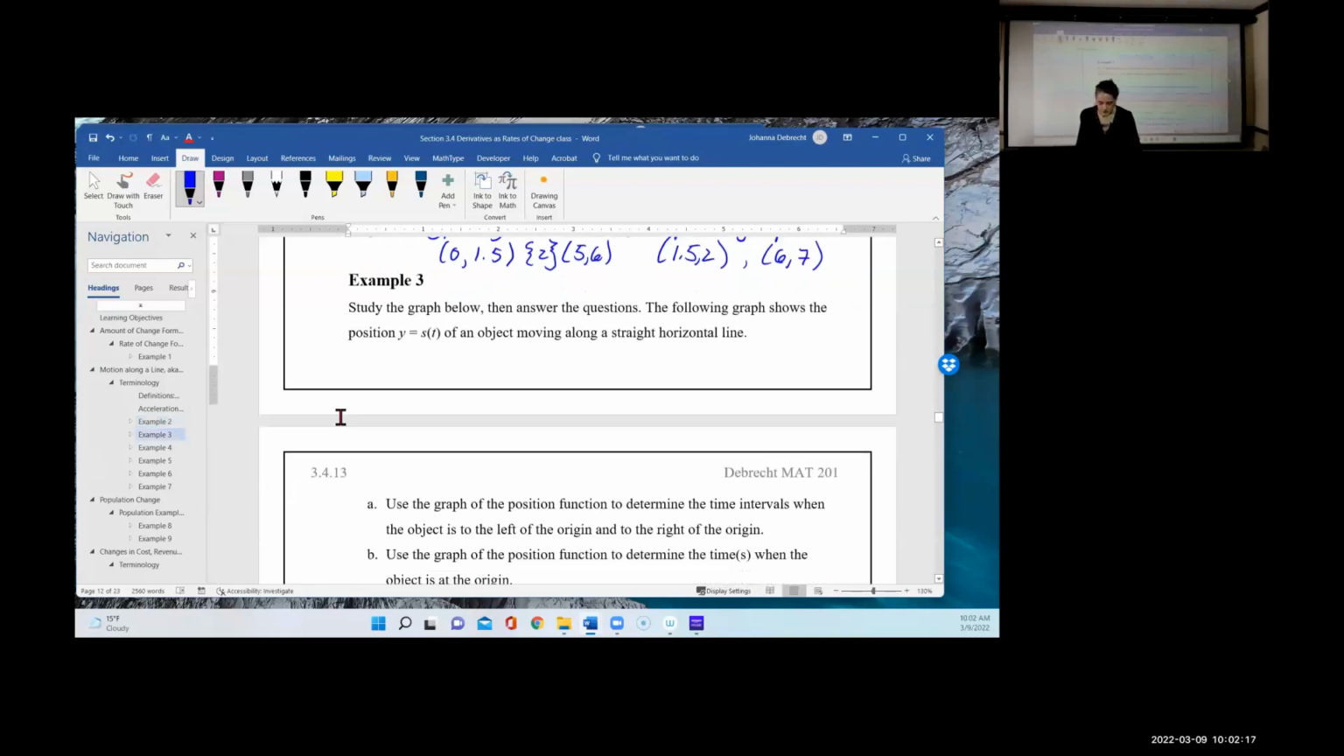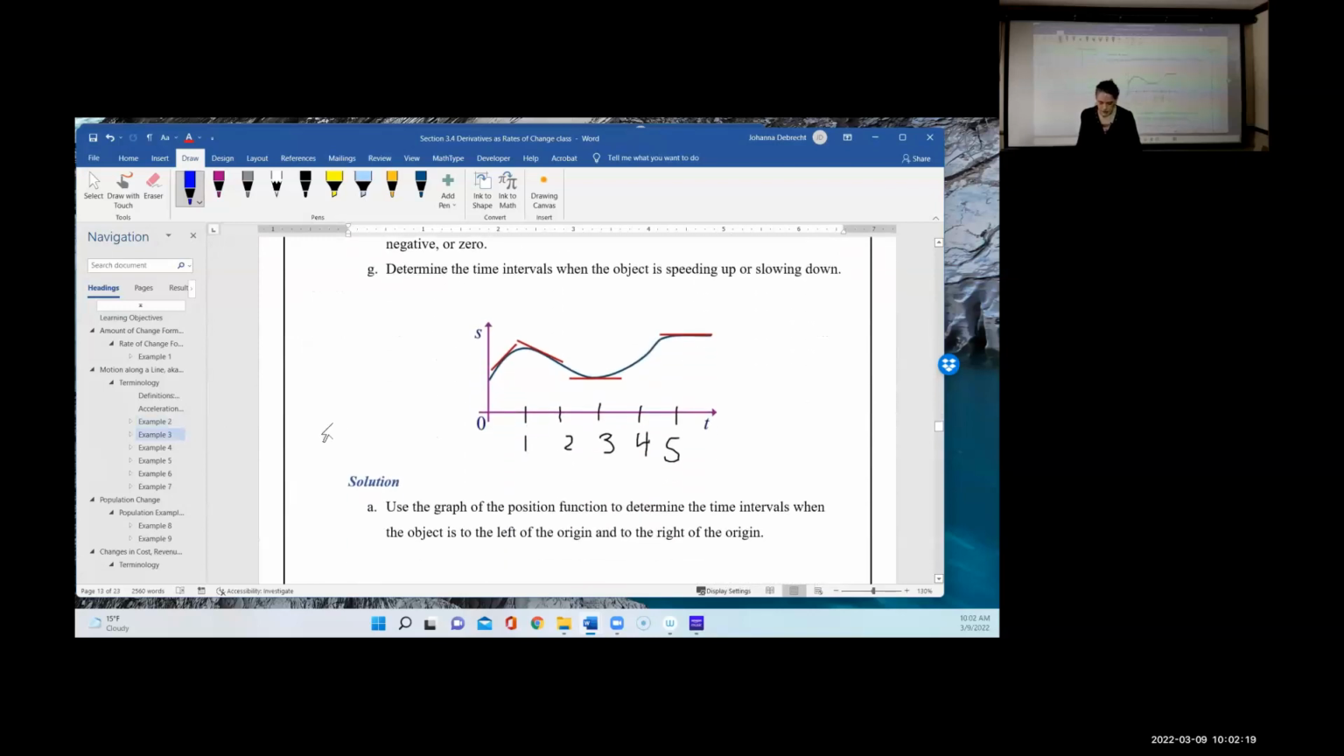Let's take a look at another graph. This one is a more realistic graph and it's got some tangent lines on it to help you predict what's happening at the different points and what it looks like. So we're going to answer the different questions. So when is it to the left of the origin and when is it to the right of the origin? Again, the entire graph is above the t-axis, which means that it is always to the right of the origin.